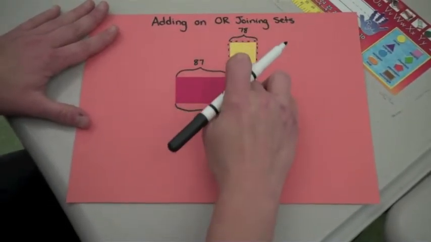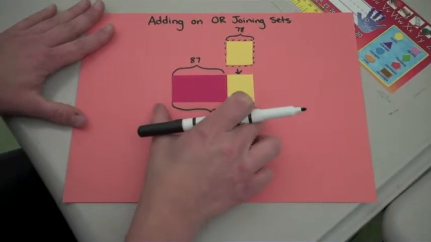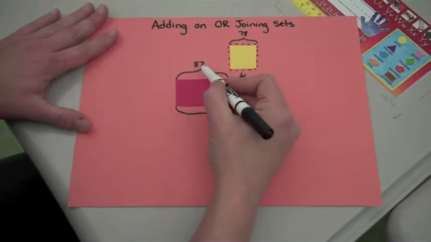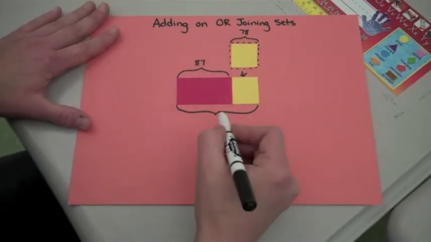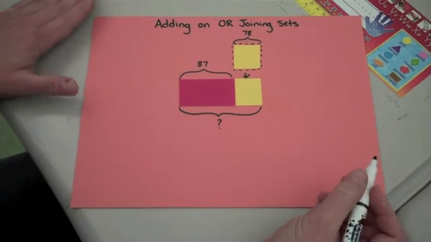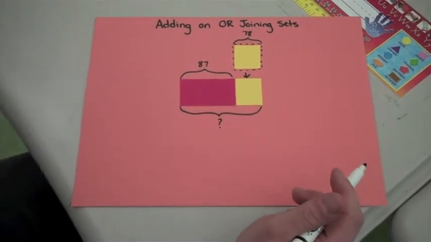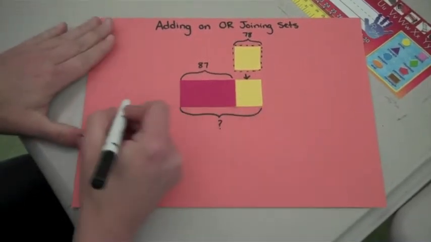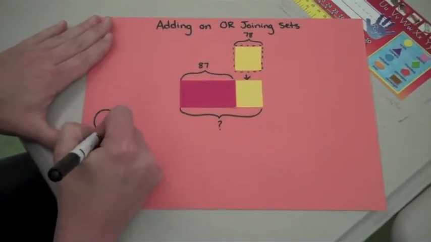When we drop 78 down, it'll fit into the whole, and the students will be able to see that when they add 87 and 78, it represents the whole number. So we're going to start out the same way that we did when we were first looking at the bar models. They're going to start doing their number bond.